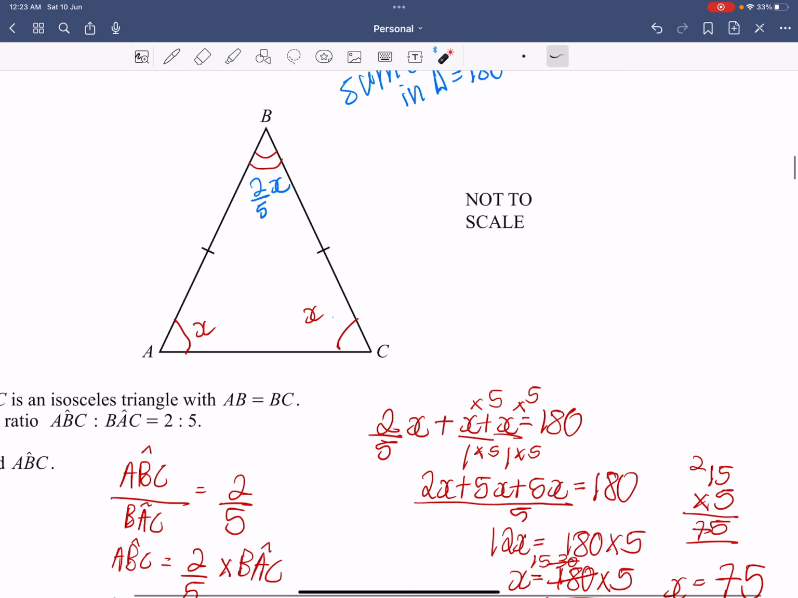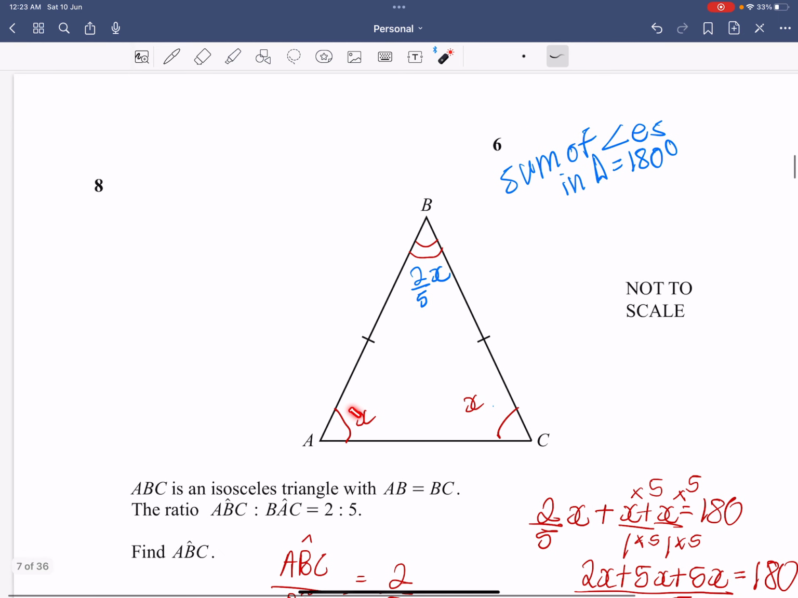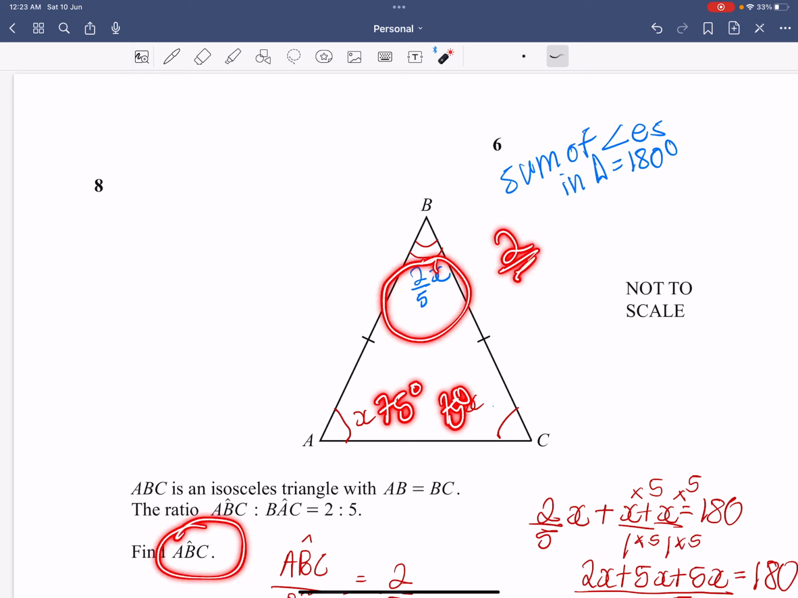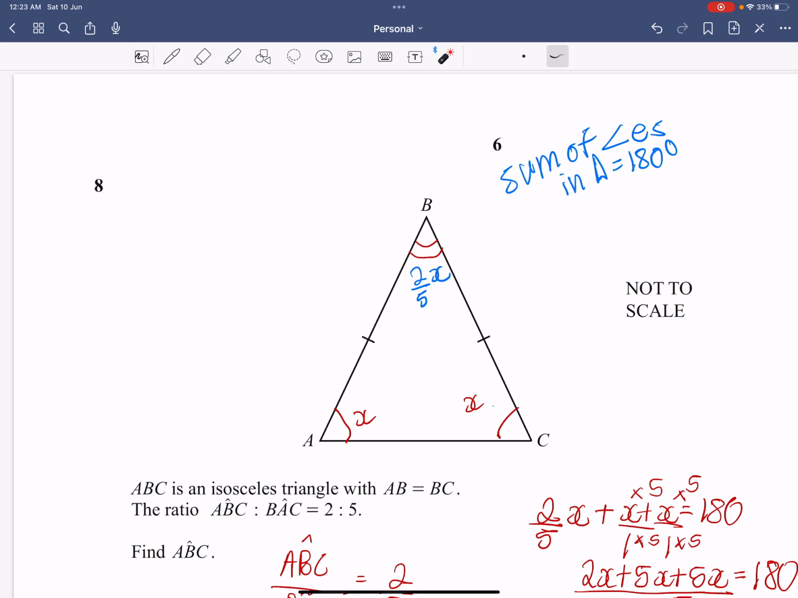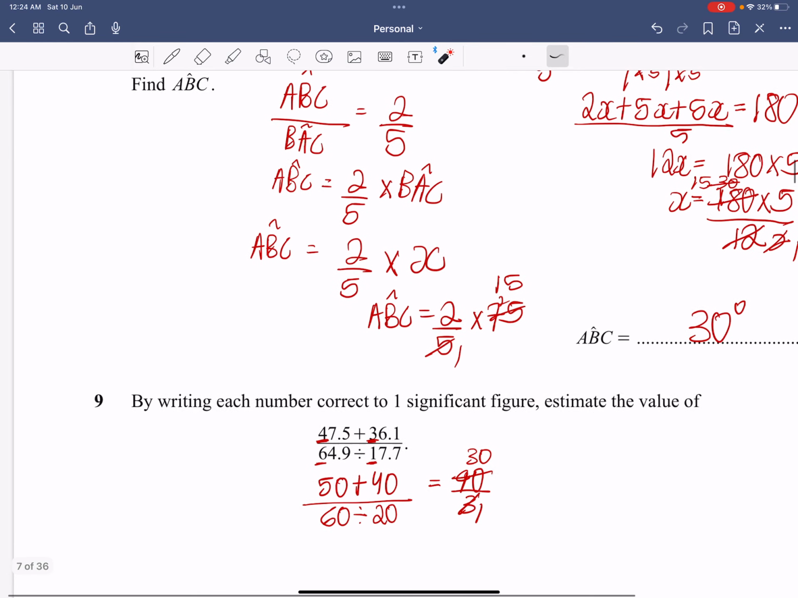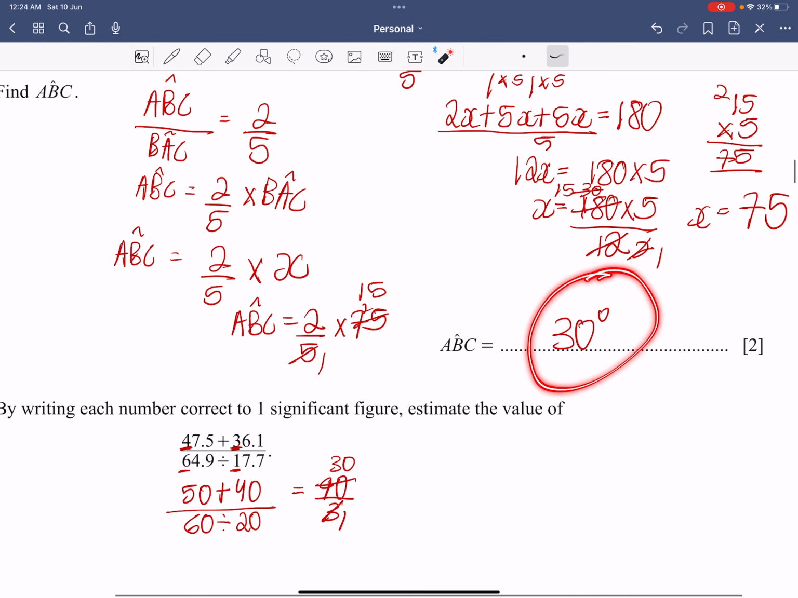So now we have found x, but remember, this is not the final value. We have found x as 75, but they wanted to find ABC. ABC is not x, ABC is 2/5 of x. So we'll substitute the value of x which we have found, which is 75. 5 ones are 5, 5 ones are 5, 2 carry, 5 5s are 25, and 15 times 2 is 30, and your answer will be 30 degrees.